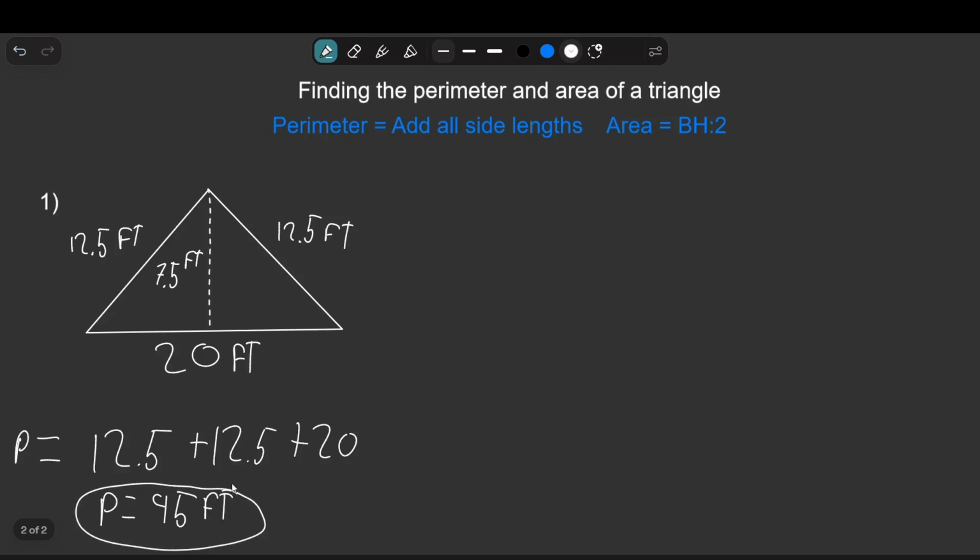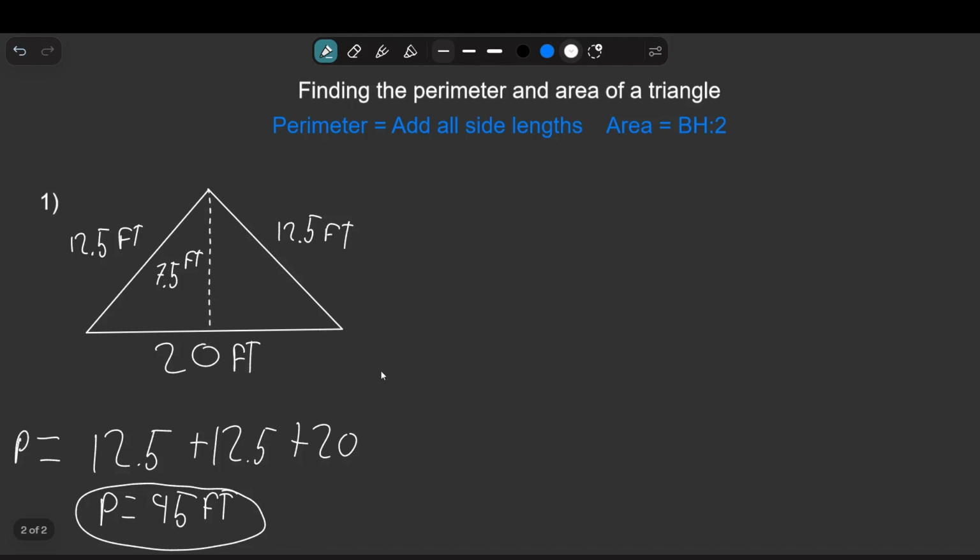This one was very easy because you just have to add the 3 together. Remember, you don't add this one to the perimeter because this is the height, and we are going to use this to find the area. Remember, the perimeter is the outside length of the triangle and not what's inside, so not the height.